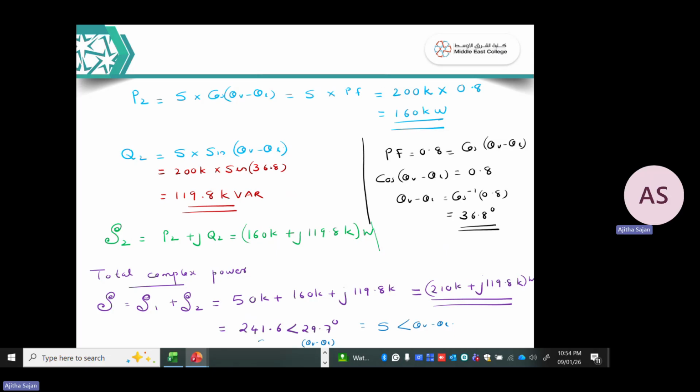So understand that this is supposed to be S. S is the apparent power. Notice complex power, apparent power. You can see the sign of S. So you got the total apparent power, and you got the total power factor because the angle is there; cos of that angle will be your power factor.